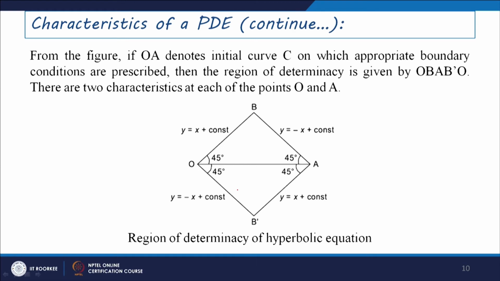So there are two characteristics at each of the points O and A, which are given in the form y equals x plus constant, and another one y equals minus x plus constant. If you determine these two characteristics, one is defined at the point O, another is defined at the point A. So this can be represented in this form here. That is especially the region of determinacy of hyperbolic equations.